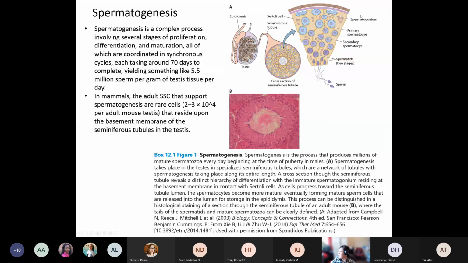And then the cells will proliferate and differentiate, give rise to primary spermatocyte and then secondary spermatocyte. And eventually, the cells will go through additional differentiation and meiosis.